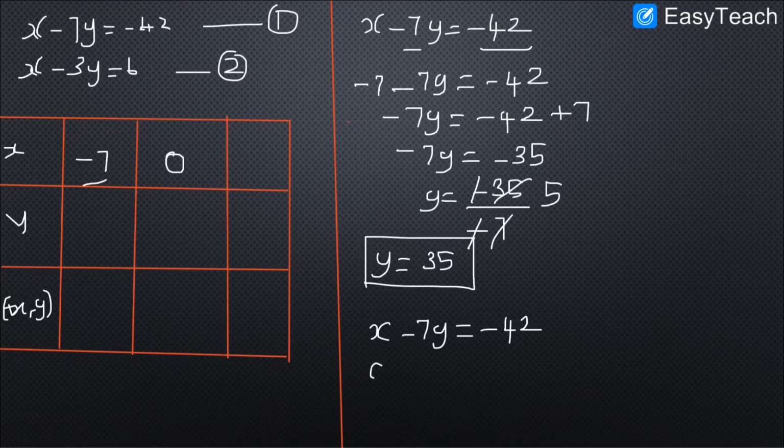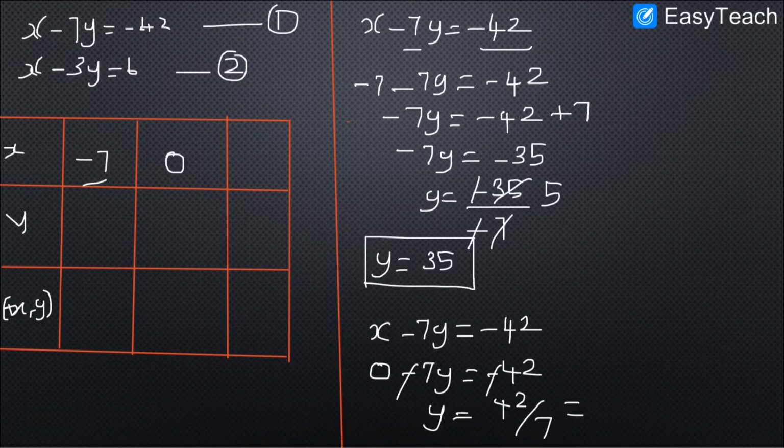Next I want to substitute 0 for x. So 0 minus 7y equals minus 42. I cut the minus symbol. y equals 42 by 7, which gives me 6. Simultaneously, you write the y values for the corresponding x values. For minus 7 I got 5. For 0 I got the y value 6.